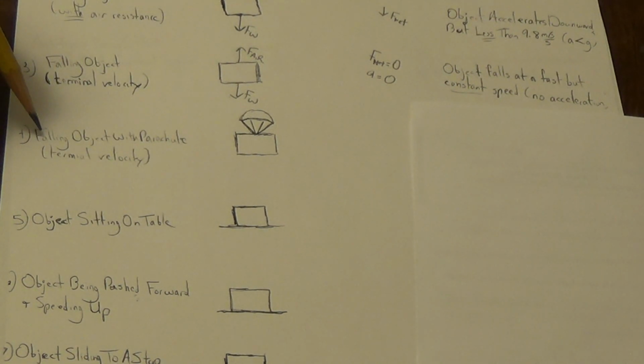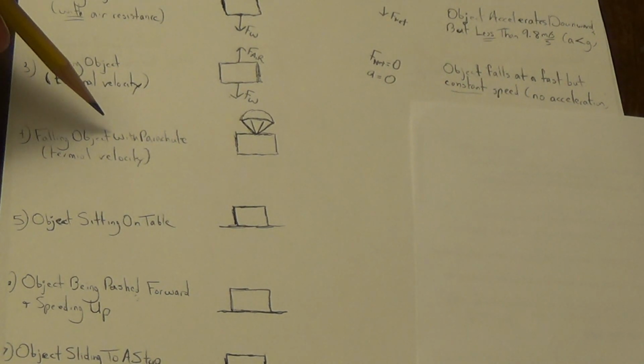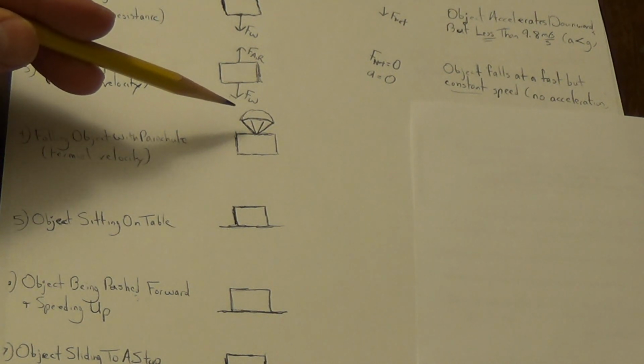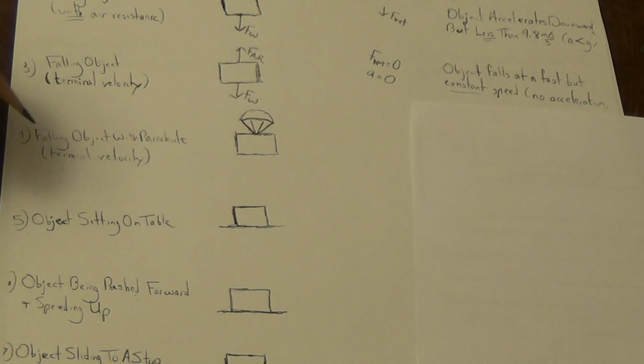Now, that brings to mind this situation, number 4. The object's falling with a parachute. That would also be terminal velocity, but you may have wondered, what's different about it with a parachute? What a parachute does is it increases the force of the air resistance when you're moving at any speed. So basically, we have the same situation as before.